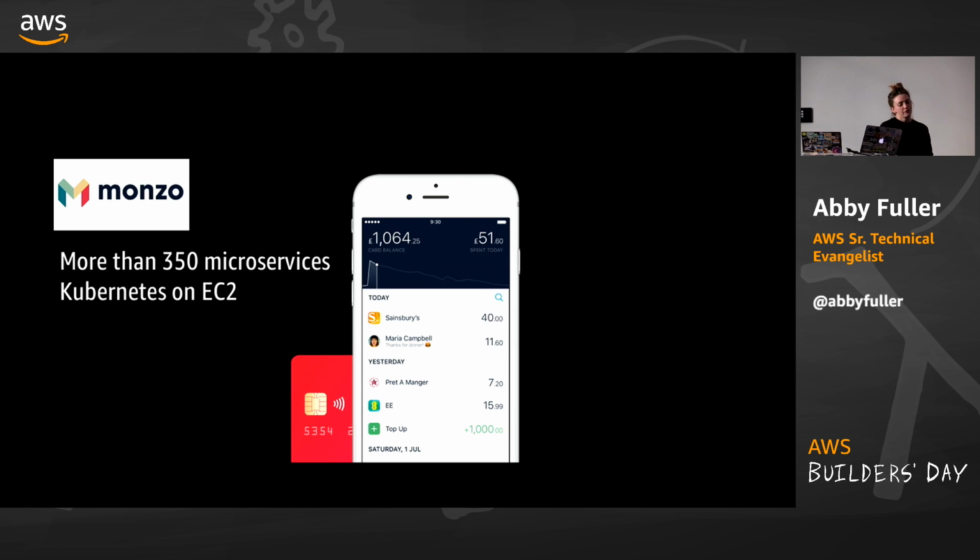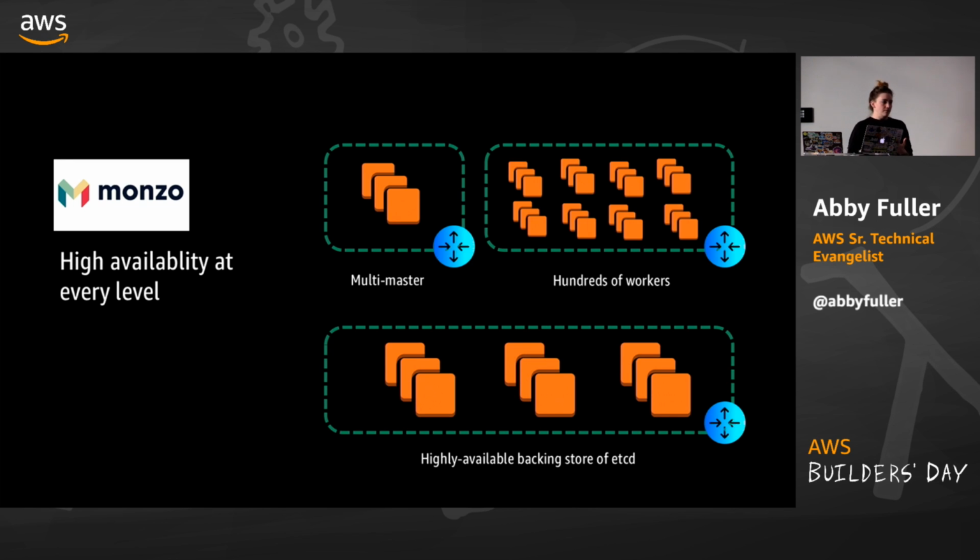They run more than 350 microservices, just Kubernetes on EC2. So they manage it themselves. They scale it themselves. They're responsible for doing that. If you've never worked with Kubernetes yourself before, one of the biggest challenges is high availability. And if you're from Monzo, I'm sorry that I got the wrong logo. My slides used to be white, and I didn't realize until just now.